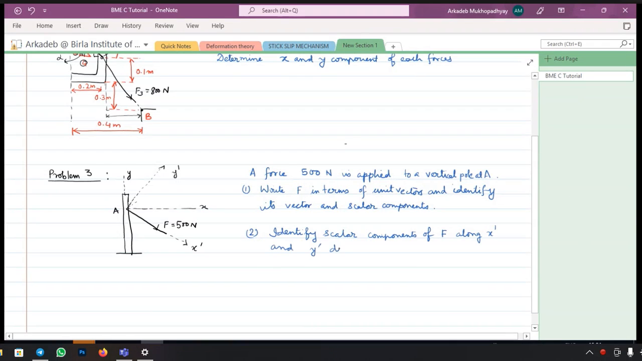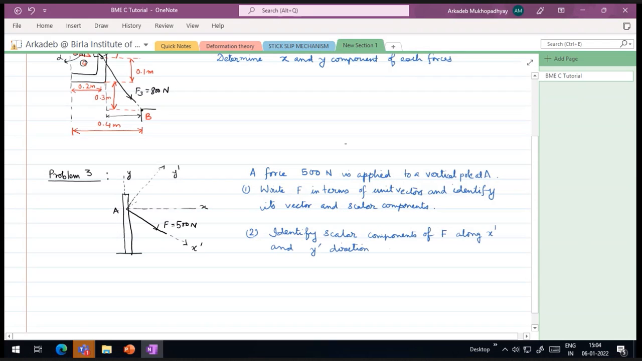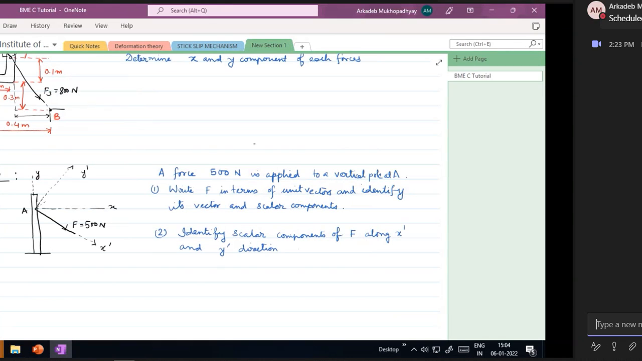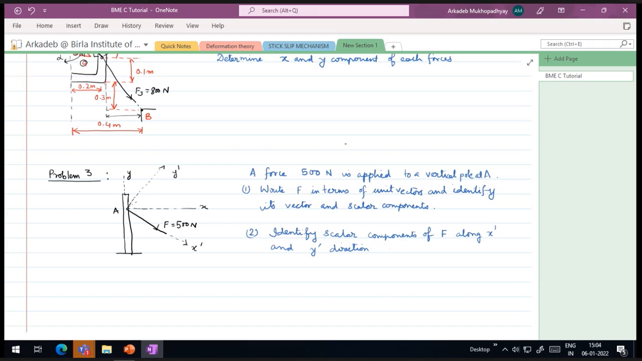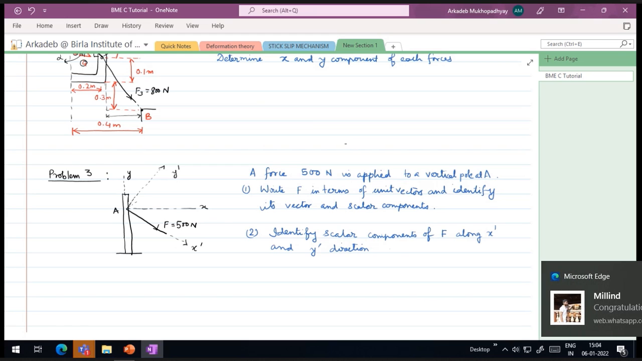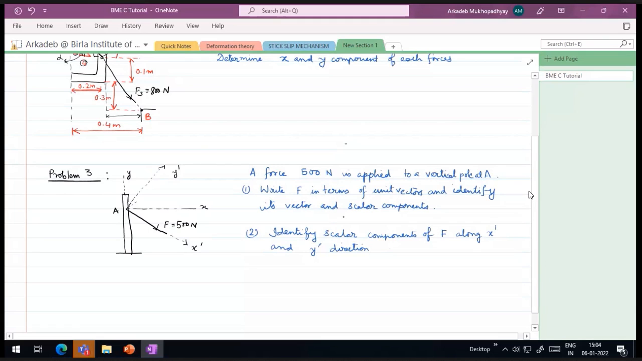y dash direction. And number 3, scalar component of f along x and y dash axis, right? So we need to identify these 3 parts.